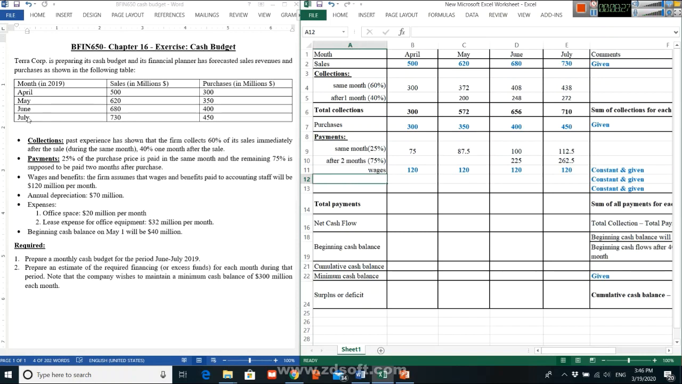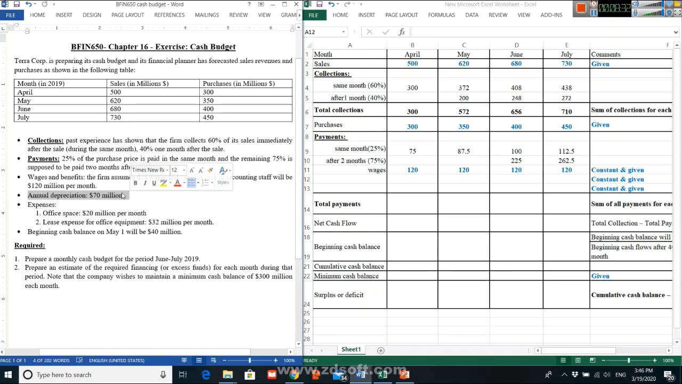Now we have the annual depreciation. Depreciation is never included in this table. So do not include depreciation in the cash budget, even if it is given.